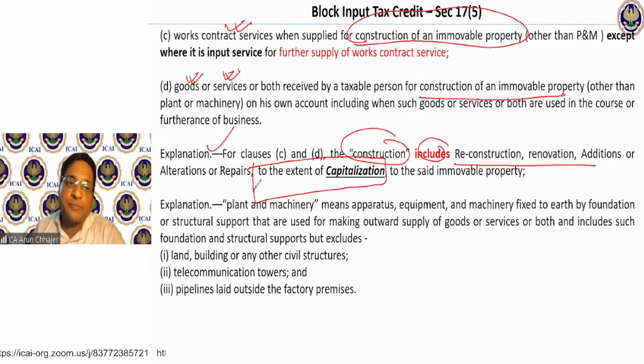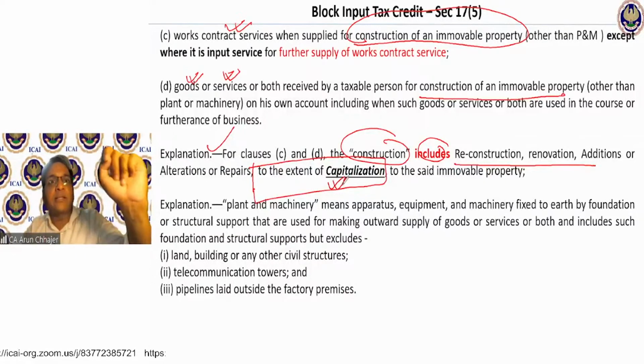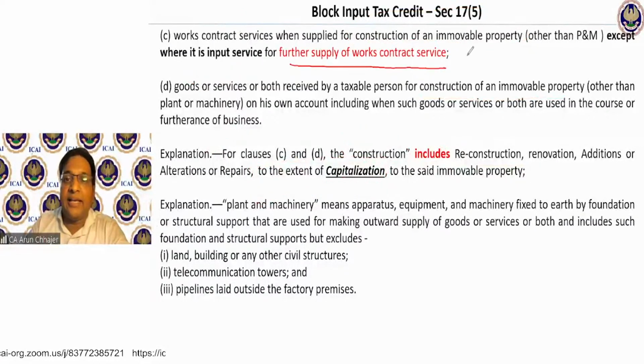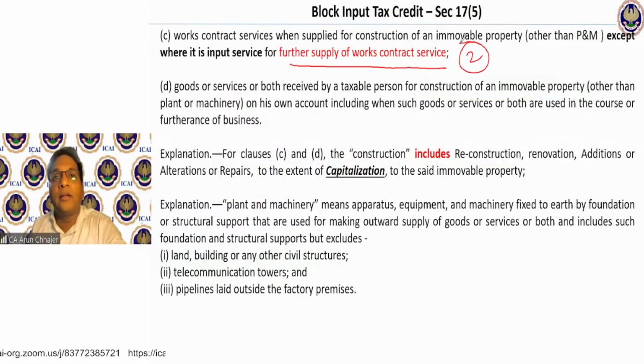No. The explanation says that if you are doing capitalization, then only is this construction covered under the block category, otherwise not. That is the first exception. Second, if your outward supply is a works contract service, then ITC is not blocked in 17(5). If it is related to plant and machinery, then also ITC is not covered under the block category.